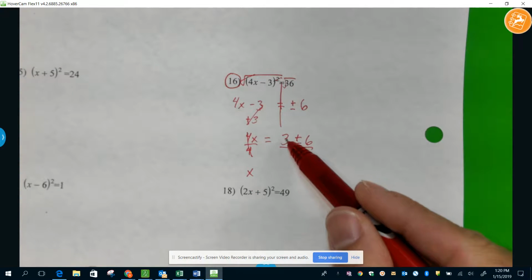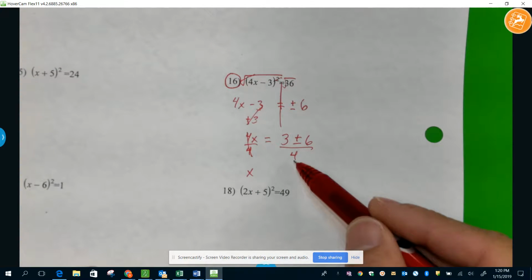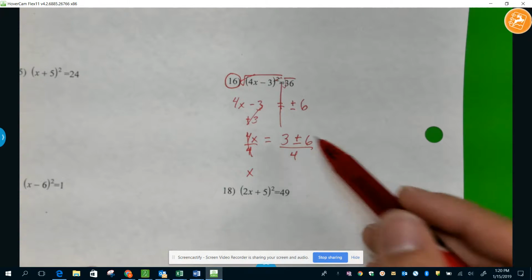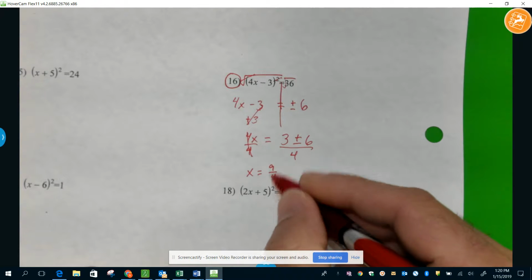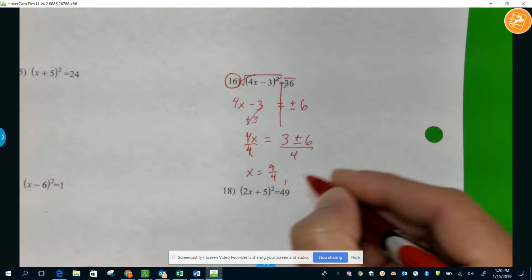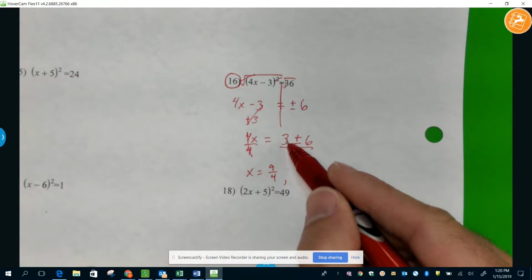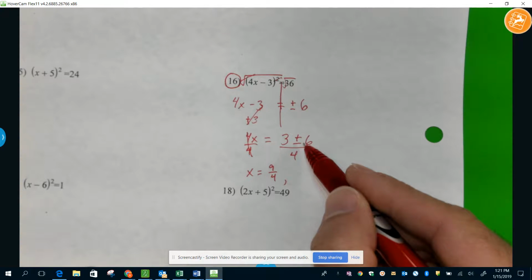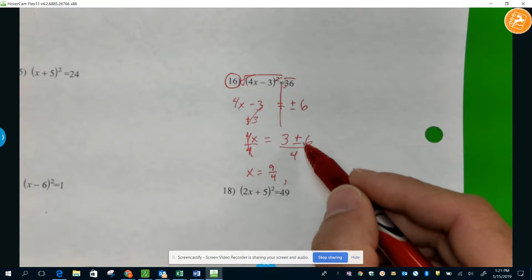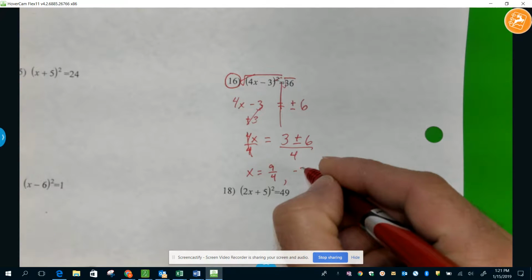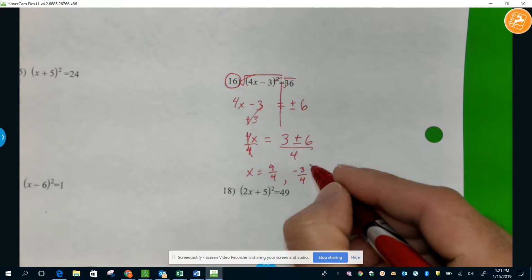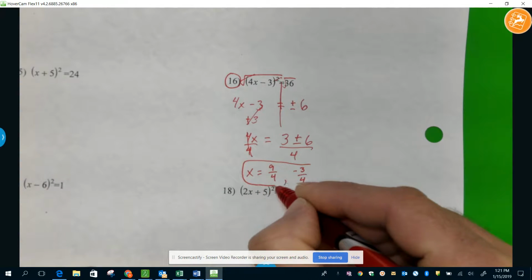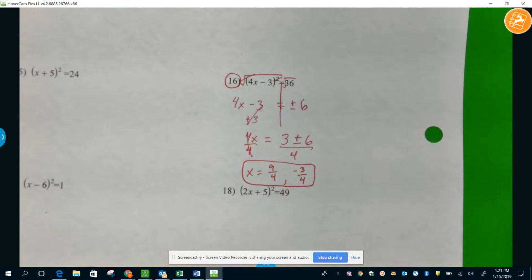The first solution is going to be 3 plus 6 divided by 4. So 3 plus 6 is 9 divided by 4, and that does not reduce, so we'll leave that alone. The second answer is going to be 3 minus 6 divided by 4. So 3 minus 6 is going to give me negative 3 divided by 4. And also negative 3 over 4 does not reduce either. So there are my two solutions there.